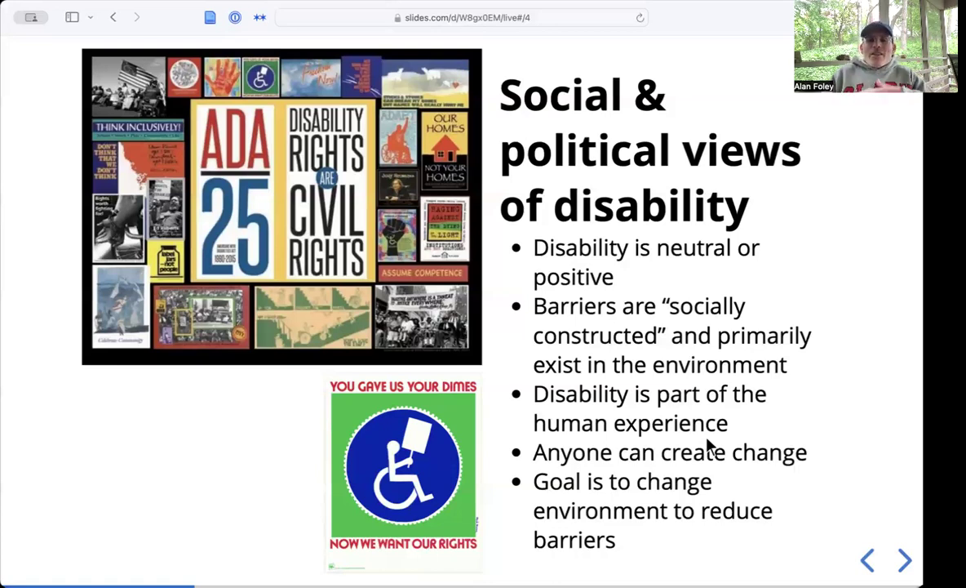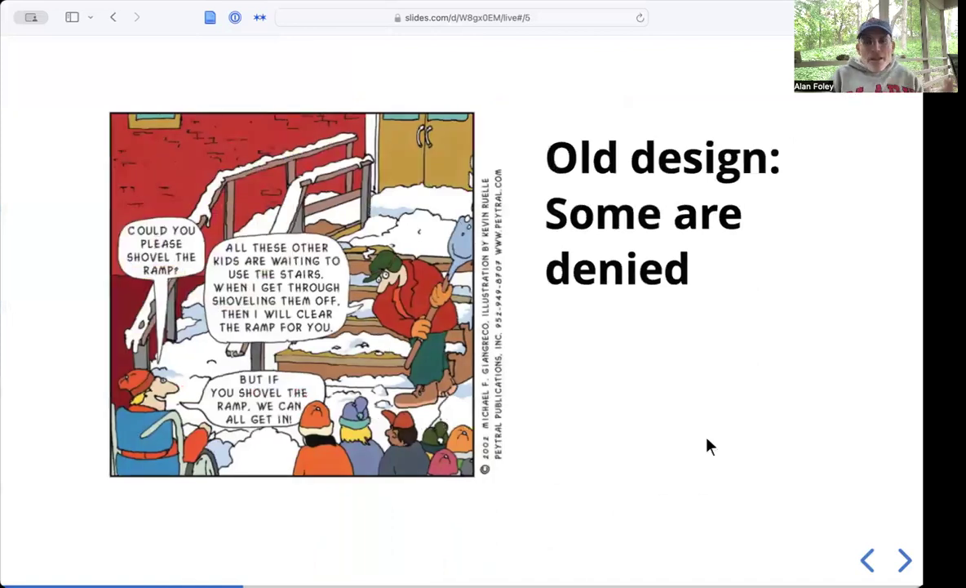And so I think that there is this idea that, by exceptionalizing disability and viewing this as a problem with the individual, like in the deficit medicalized views, it's ignoring the fact that it is a naturally occurring part of the human experience. A primary goal in these approaches is to change the environment to reduce barriers and not so much a focus on changing the person. Again, in some previous designs, and I should also say ways of thinking, some are denied.